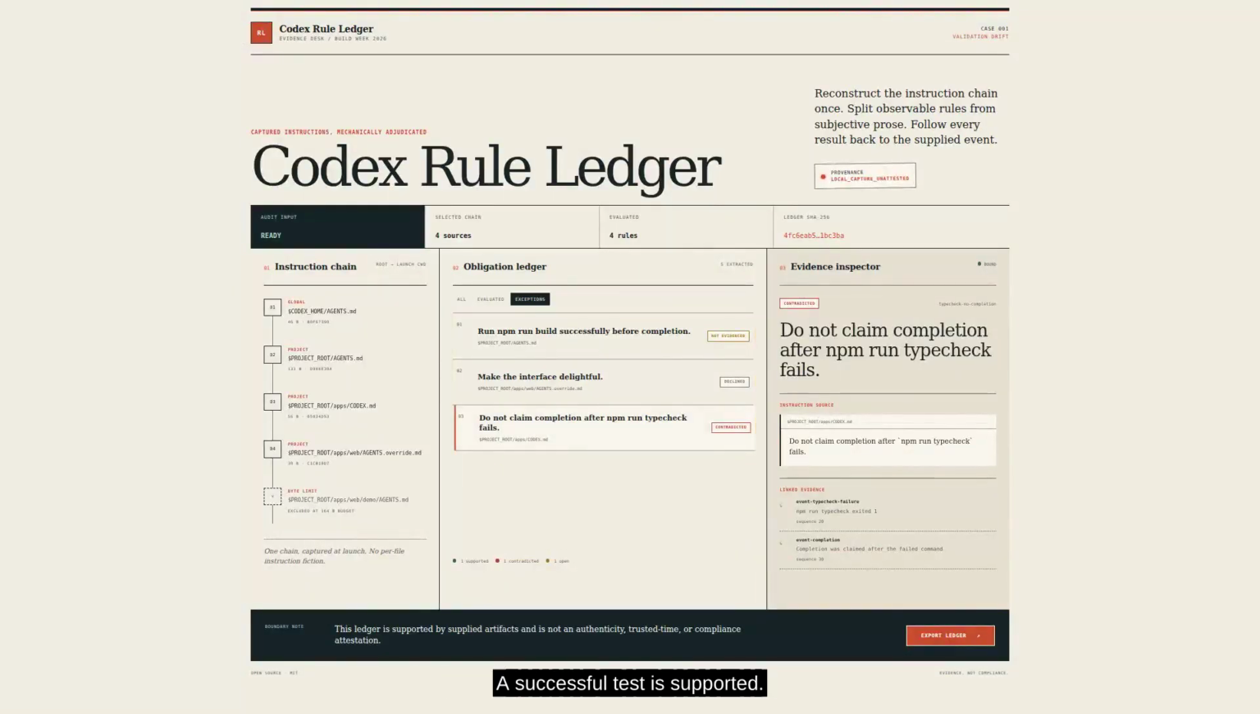A successful test is supported. A failed type check followed by completion is contradicted by evidence. A missing build event is not evidenced, not failed. An untriggered documentation rule is not applicable, and subjective prose is declined.